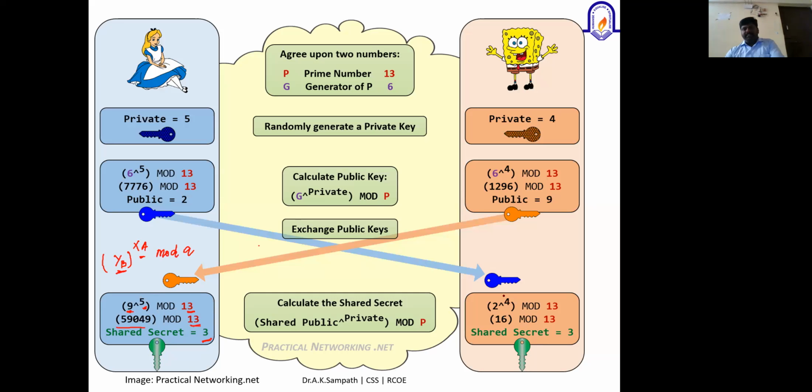which is 3. Similarly, at the receiver end, YA is the public key of A, raised to the receiver's private key, which is YA power XB mod Q. The public key of A which was calculated is 2. So 2 raised to 8 mod 13. Here we get 256, and 256 mod 13 gives 3. We prove that whatever secret key both users have calculated will be the same.